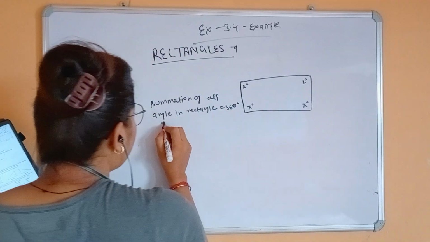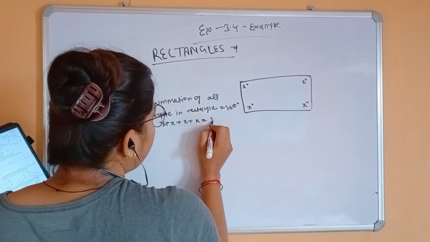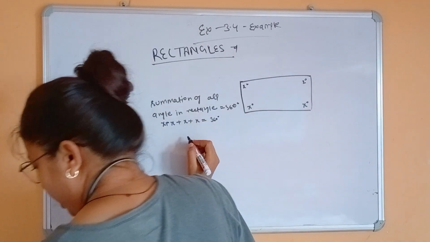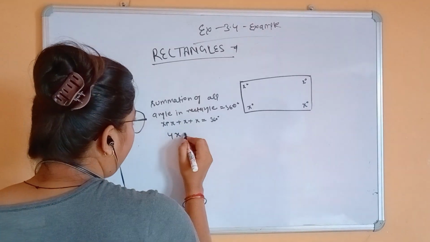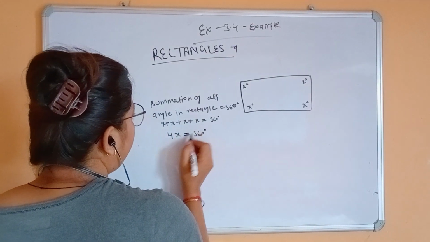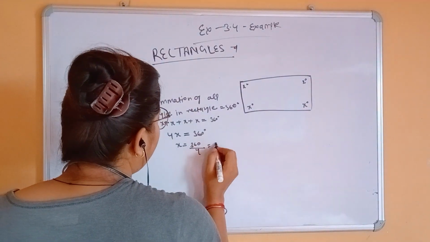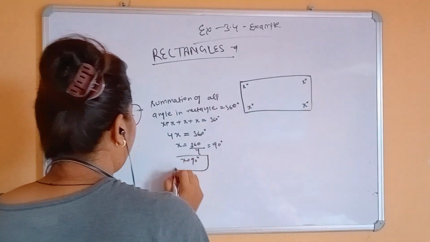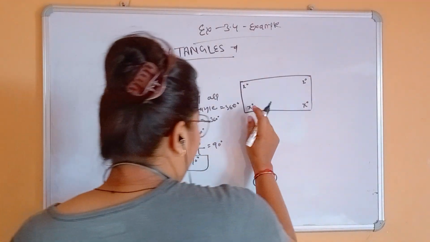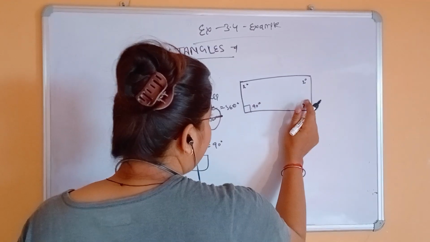So here x plus x plus x plus x, that is 360 degrees. That means 4x is equal to 360 degrees. From here x is equal to 360 divided by 4, that is 90 degrees. So x is equal to 90 degrees. That means x makes 90 degrees in all sides. So here 90 degrees, here also 90 degrees.